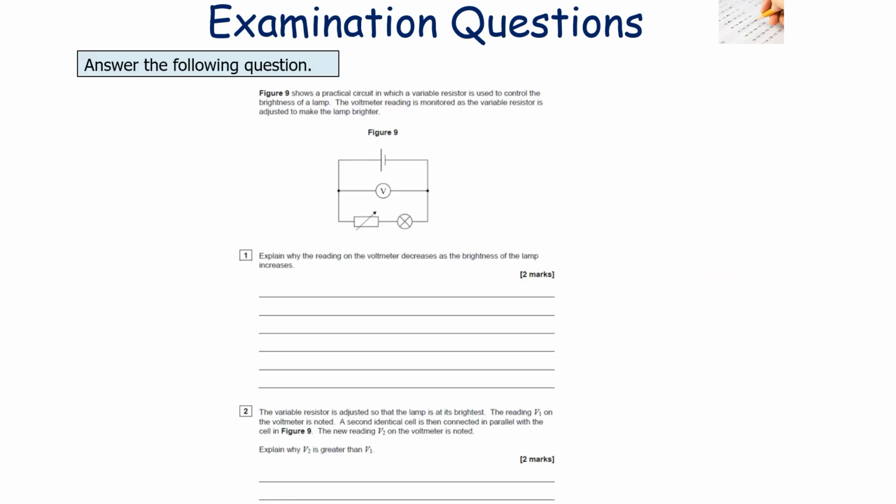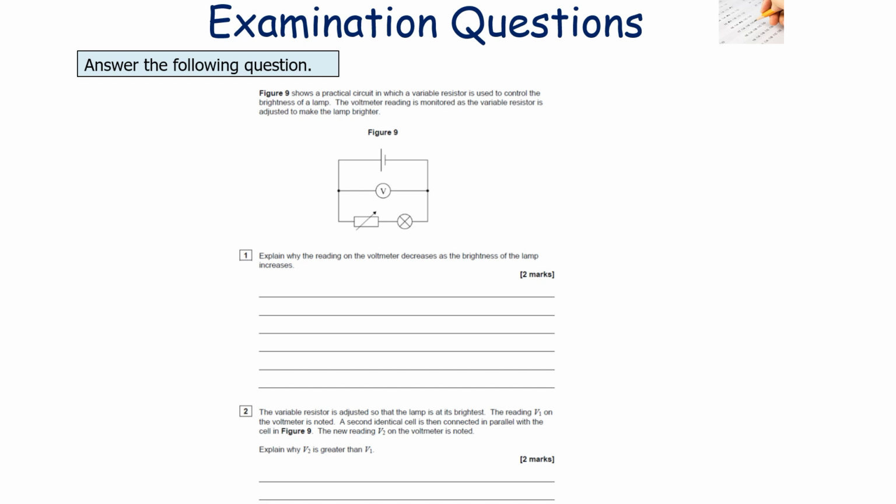Right, our next question shows figure 9, which is a practical circuit in which a variable resistor is used to control the brightness of a lamp. The voltmeter reading is monitored as the variable resistor is adjusted to make the lamp brighter. Explain why the reading on the voltmeter decreases as the brightness of the lamp increases. The variable resistor is then adjusted so that the lamp is at its brightest. The reading V1 on the voltmeter is noted.